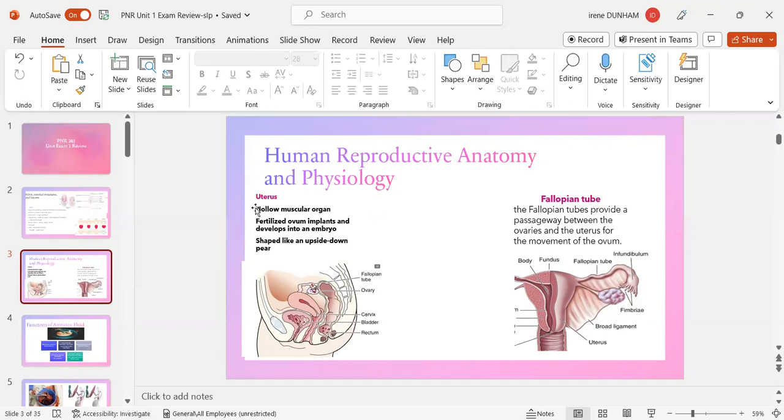Okay, and then over here we have our uterus. And as you can see, the uterus lies right above the bladder. So whenever the bladder is inflamed, go ahead and mute yourselves.